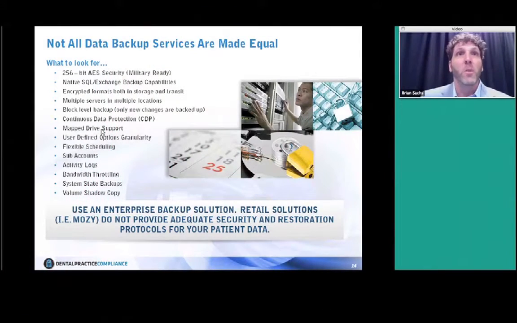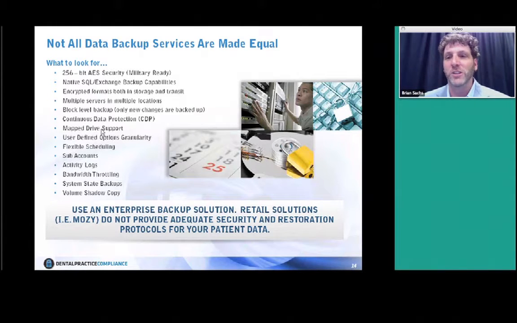First off, Mosey and Carbonite, which I speak to a lot of doctors, and this is what they typically use, it is not HIPAA compliant. And the definition of what makes a software HIPAA compliant is it has to be 256-bit encrypted. So that's a certain encryption level so that if the information is ever compromised, it cannot be restored. You need the encryption key, obviously, to restore it. Now, this is what you need to look for.